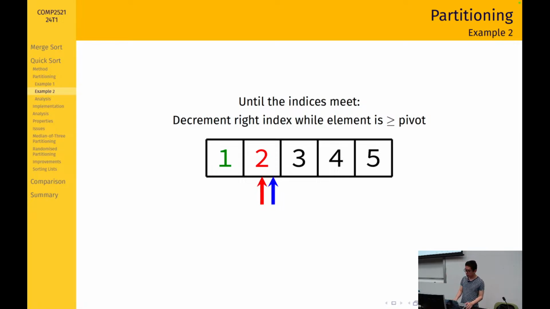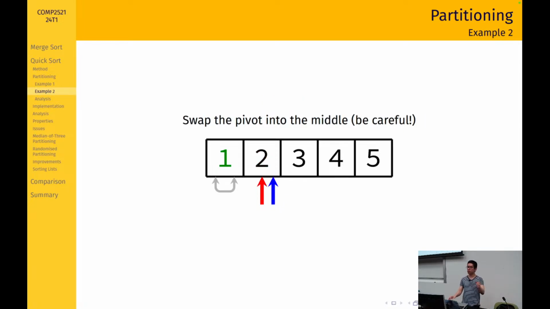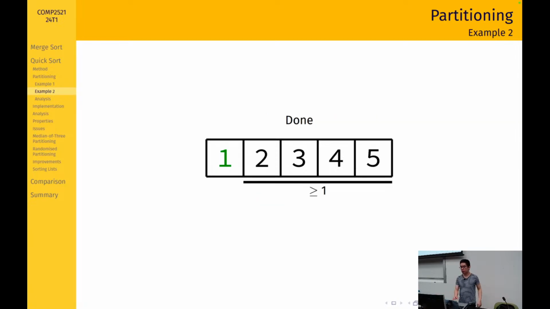Now we're going to take the pivot and swap it into the middle. Except this isn't quite the middle of the array. We're swapping the pivot with itself. The pivot's going to end up where it started, because everything else in the array is bigger. So after we do the swap, we're done. Everything on the right of the pivot is greater, and there is actually nothing on the left in this case, because we happened to choose the smallest element as the pivot.